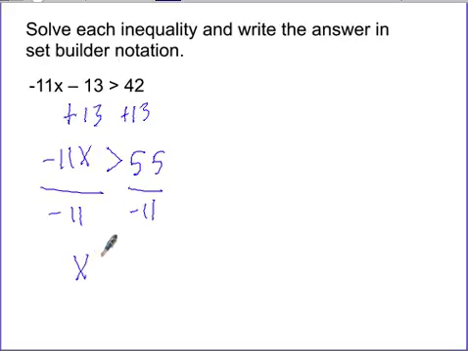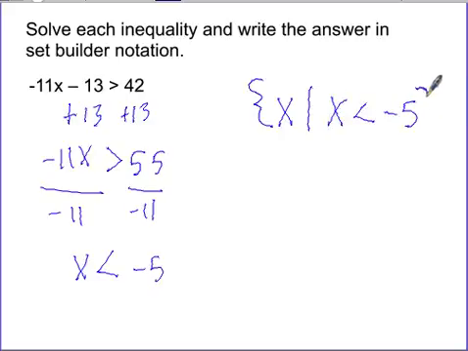X is less than negative 5. Yeah. Negative 5. Good. Remember to flip the sign because we divided by a negative. Now, set builder notation. If you'll remember back to that, we have to use the fancy bracket since it's a set. It's a funny phrase, but it reads like this: the set of all numbers x such that x is less than negative 5. Oh, it's not that painful.